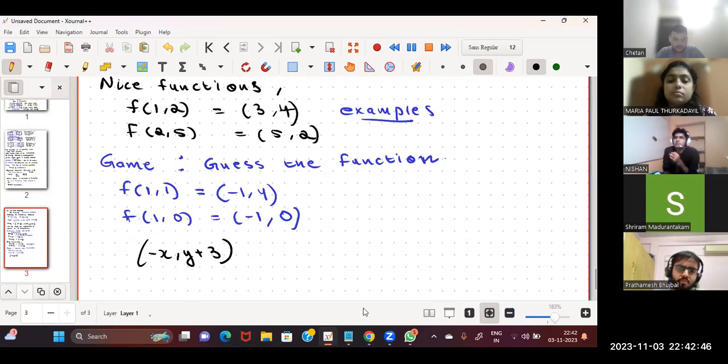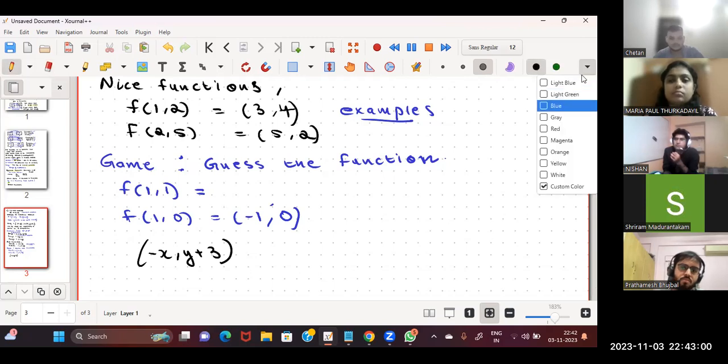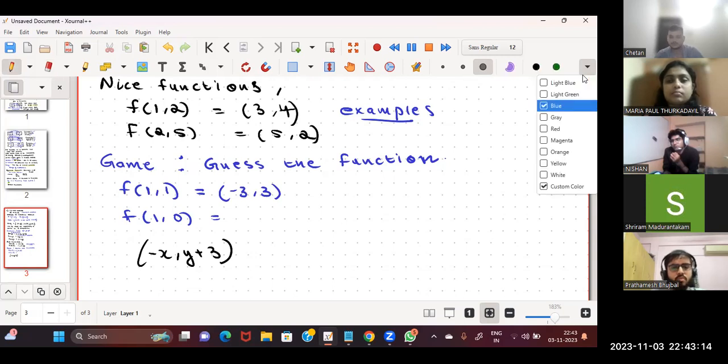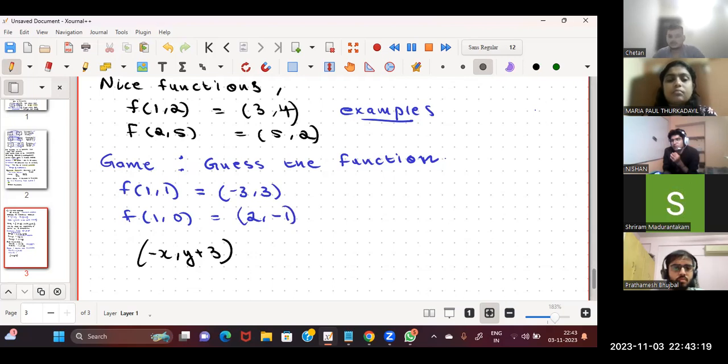So for the first one, it's -3. Chetan has -3 comma 3 for the first one, and for the second one, it's 2 comma -1. Now Jagdish is supposed to establish a relation.